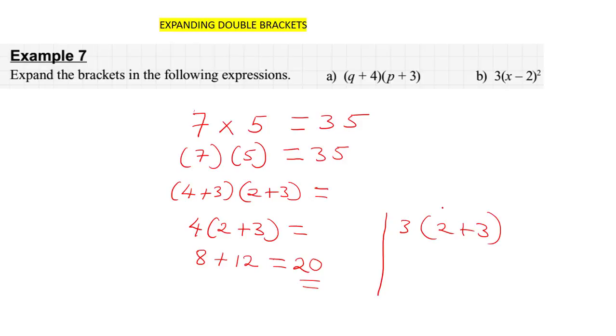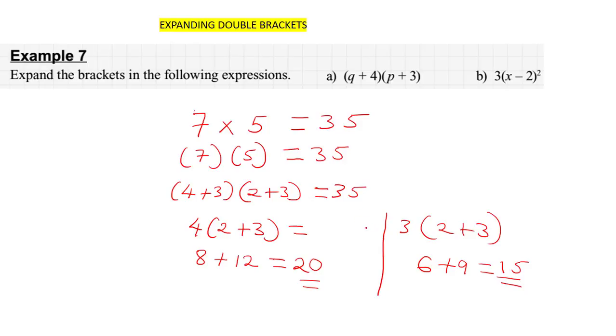Now doing this, I've got 3 times by 2, which is 6, and 3 times by 3, which is basically 9, and I've got to add them. Adding them together, you're going to find that the answer there is going to be 15. Okay, so I've got 20 on this side, and I've got 15 on this side. To find what the answer is, you're going to need to add them. So it's going to be 20, add 15, which is basically going to be 35. So that's the answer to that.